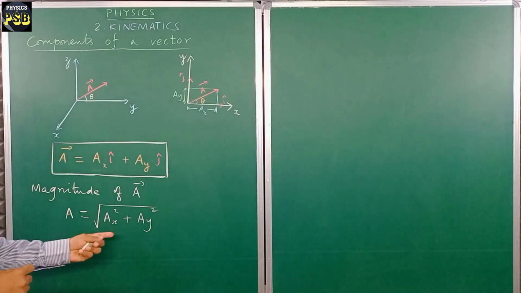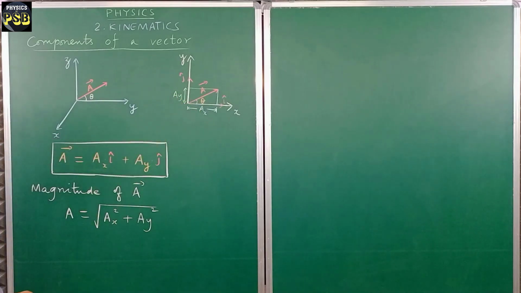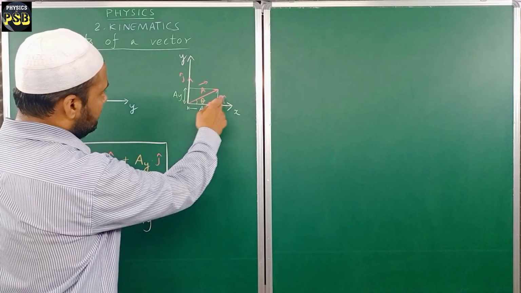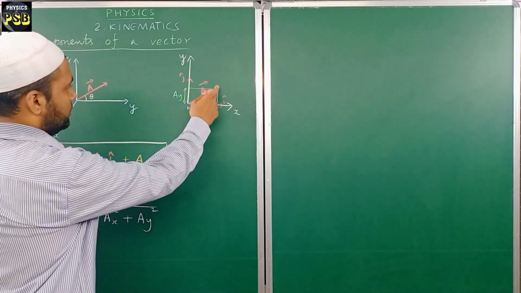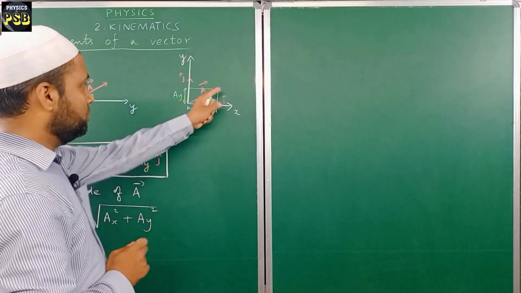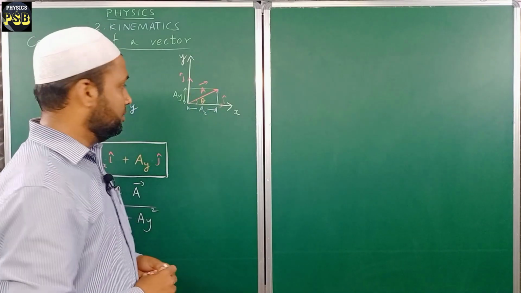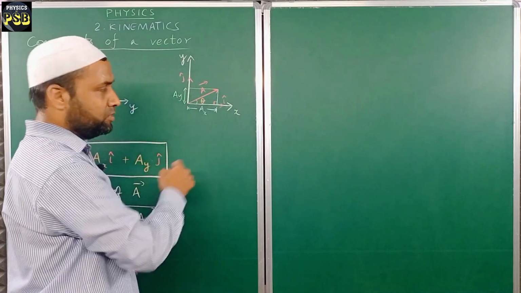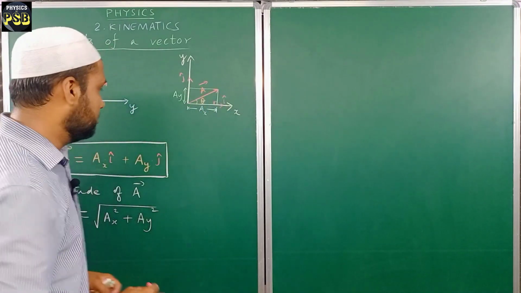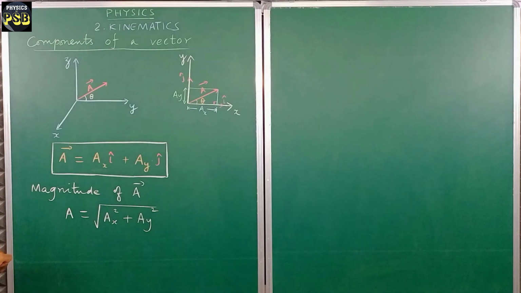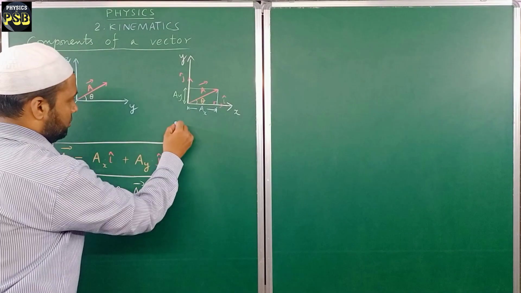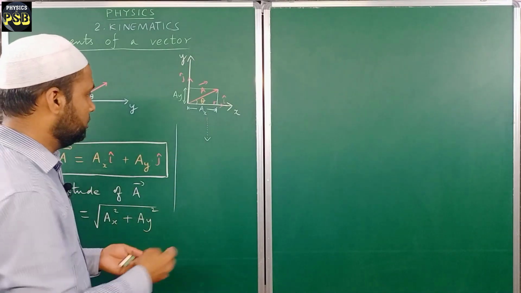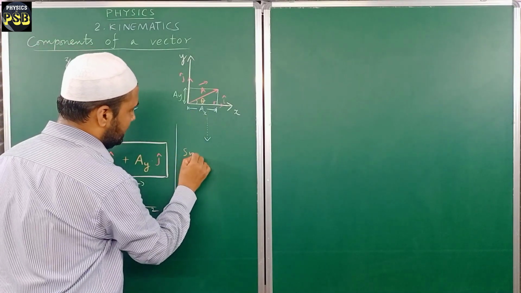Let's find out the value of AX and AY from this diagram. I take this part of the diagram, which is nothing but a right angled triangle. This makes an angle of 90 degrees, so it is a right angled triangle. From this, I am going to find out the value of sin theta.